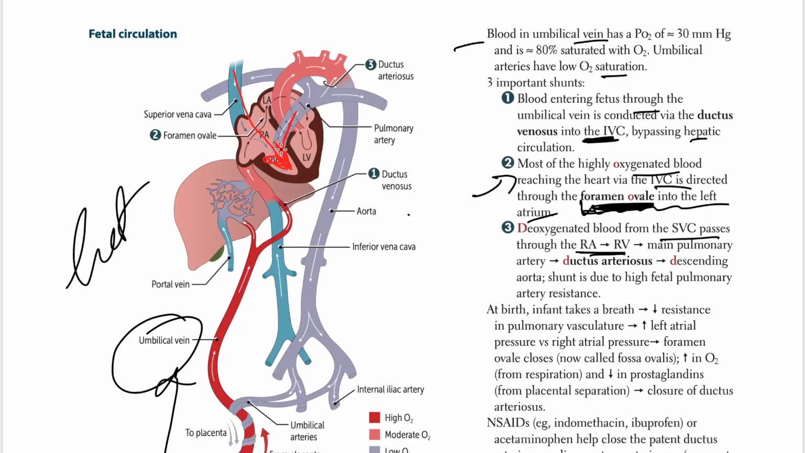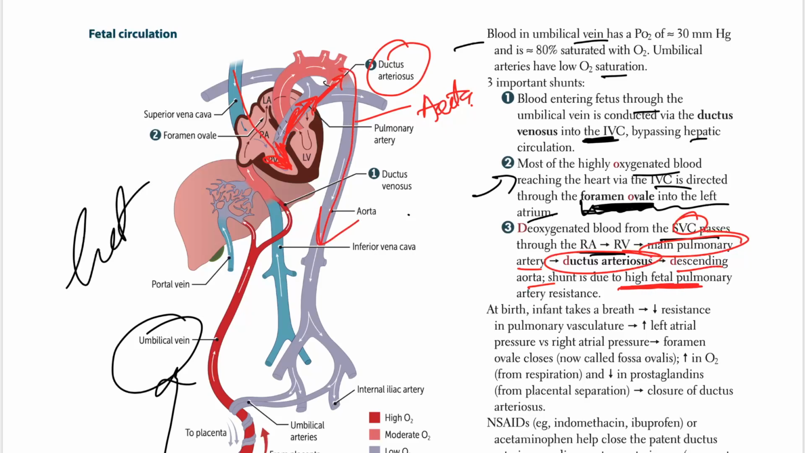From the right ventricle, because we need some fluid in the lungs, it goes into the lungs. So from the SVC, it goes into the main pulmonary artery, and through the lung. Instead of going to the lung, from there, it uses another opening called the ductus arteriosus. From the ductus arteriosus it goes into the aorta, and from the aorta it just goes down to the descending aorta, and the shunt is due to high fetal pulmonary artery resistance.